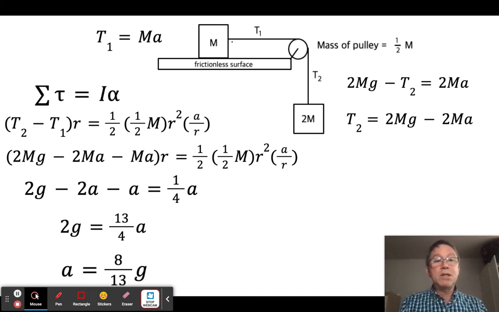So let's just talk about what the tension forces are. This object is going to move this way, and I know the sum of the forces equals ma. So I know that F equals ma for this object.